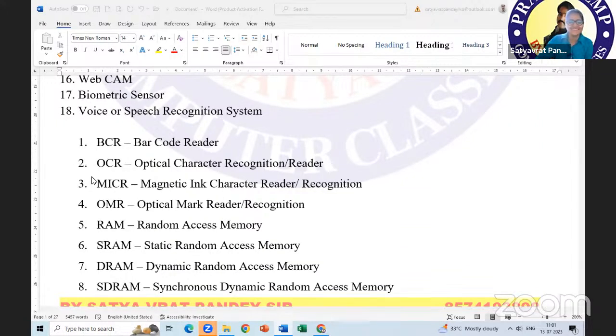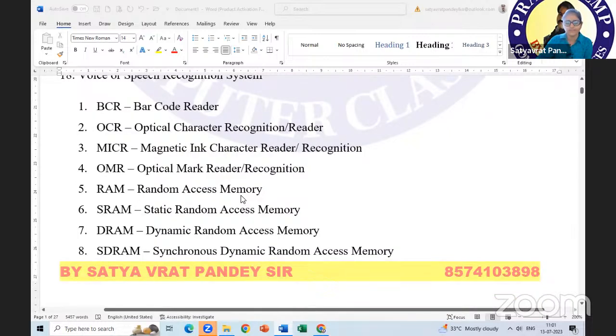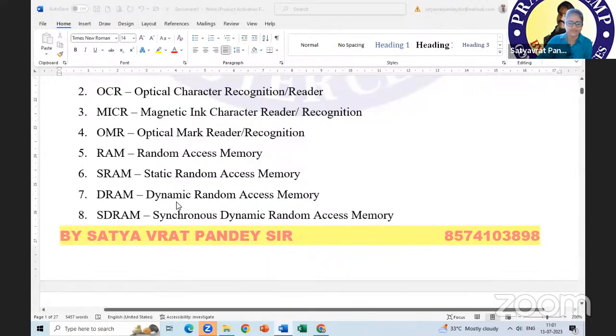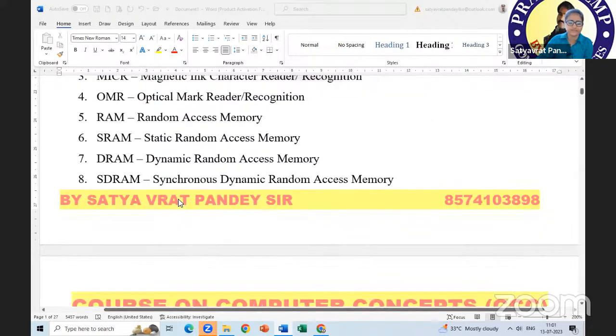So what is BCR? BCR is barcode reader. OCR, optical character recognition reader. MICR, magnetic ink character recognition. OMR, optical mark recognition. RAM, random access memory. SRAM, static random access memory. DRAM, dynamic random access memory. And SDRAM is synchronous dynamic random access memory.